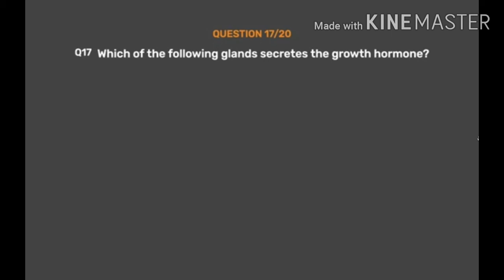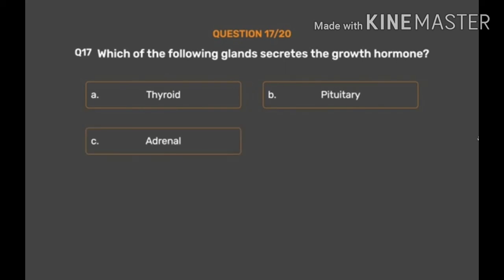Question number 17. Which of the following glands secretes the growth hormone? Option A, thyroid. Option B, pituitary. Option C, adrenal. Option D, testis. The correct answer is option B.